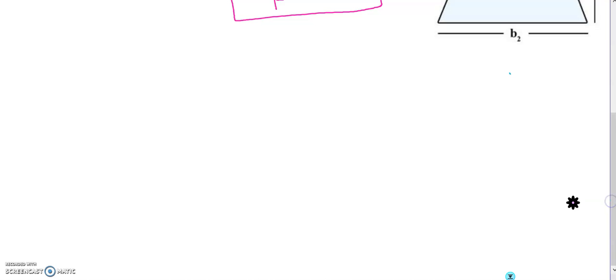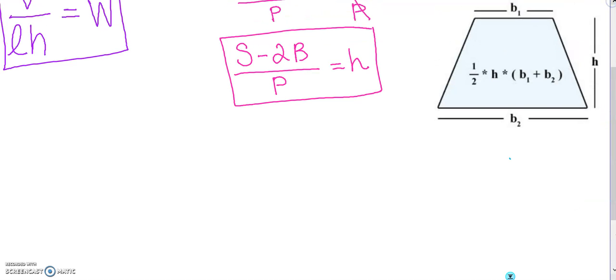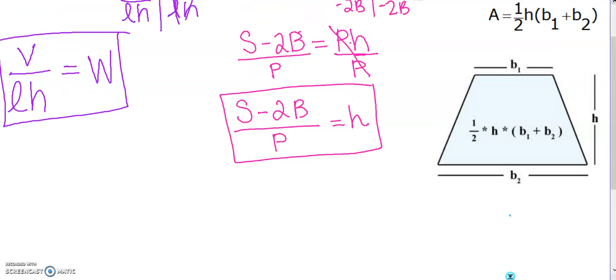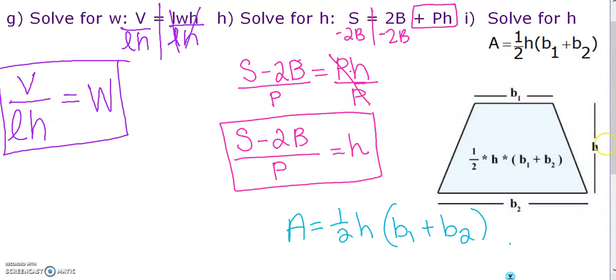So we're going to go ahead and take a look at this one when we solve for H. And I'm going to write this down at the bottom here in blue. Area equals 1/2 H, parentheses, B1 plus B2. I need to solve, again, what am I solving for? I'm solving for H. Always double check you know what you're solving for.